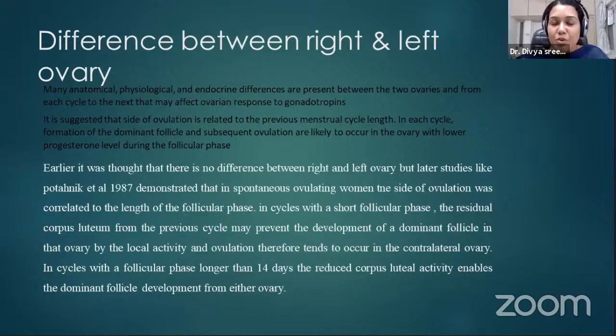So even though both ovaries respond equally, clinical studies say that there is a 60% higher chance of a successful pregnancy when the ovum or follicle develops from the right ovary.